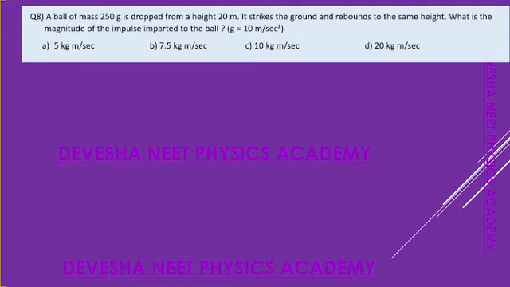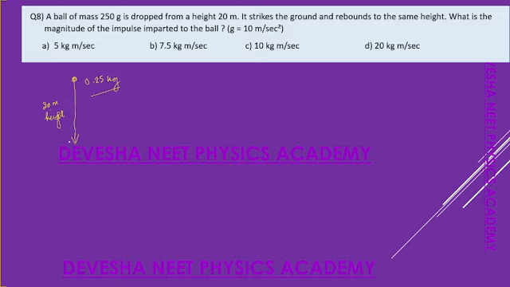Next one, a ball of mass 250 grams is dropped from a height of 20 meters. Imagine that the ball is getting dropped from a 20 meter height. The mass is 0.25 kilograms. So this is what is given here.